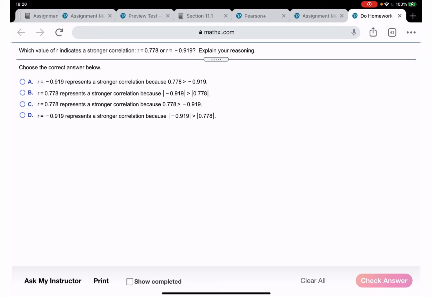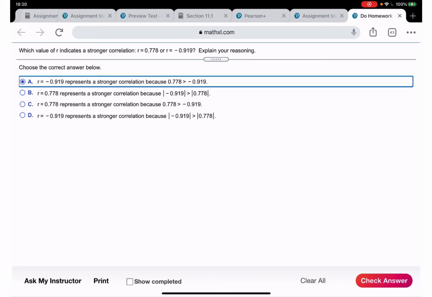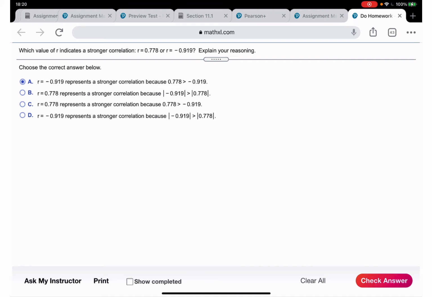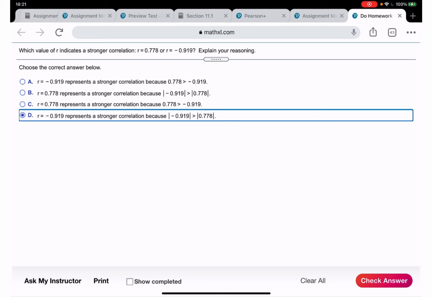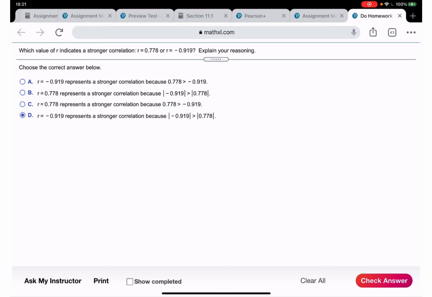So negative 0.919 represents a stronger correlation, because 0.778, no, that's not the answer, it's wrong. Represents a stronger correlation because the absolute value of negative 0.919 is greater than 0.778. That one.